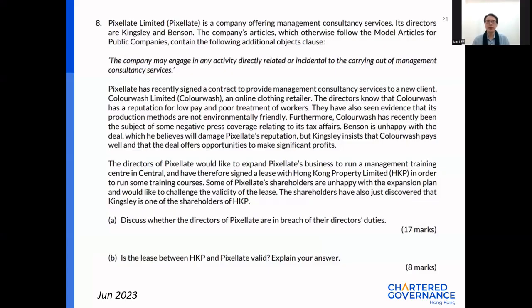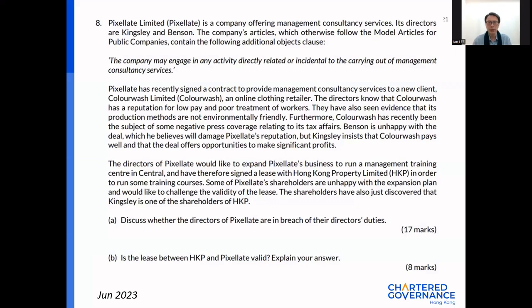So Pixelet recently signed a contract to provide management consulting service to a new client, Color Wash Limited, an online clothing retailer. The directors know that Color Wash has a reputation for low pay and poor treatment of workers. They've also seen evidence that its production methods are not environmentally friendly. Furthermore, Color Wash has recently been the subject of some negative press coverage relating to its tax affairs. Benson is unhappy with the deal, which he believes will damage Pixelet's reputation, but Kingsley insists that Color Wash pays well and that the deal offers opportunity to make significant profit. So different views on doing the business.